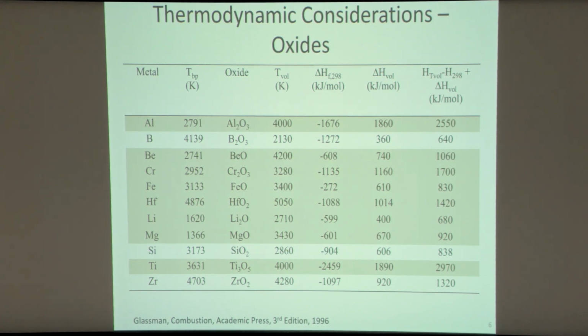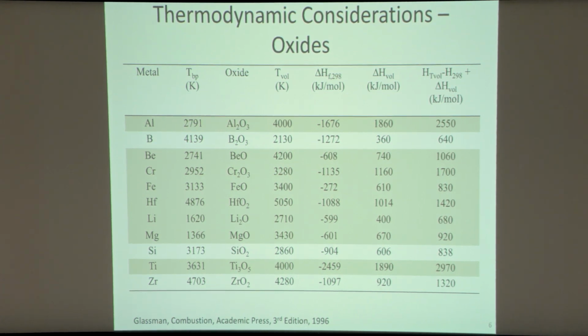Okay, then the next column is essentially the heat of formation of the oxide, which is really the heat of reaction if I write it for 1 mole of formation of that oxide. And then the second to the last column is the necessary C sub P dT term to bring it up to temperature. Well, the second to the last term is the change of enthalpy necessary to bring it to volatility, and then the last column adds the two.